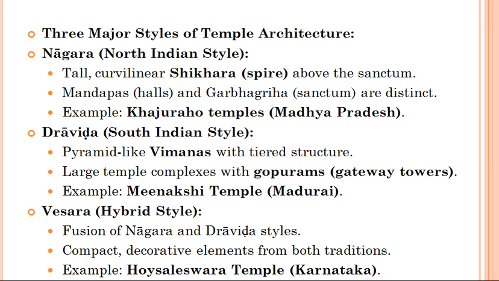There are three major styles of temple structure. Nagara means the North Indian style, where tall, curvilinear towers, mandapas and garbhagriha are distinctive. Khajuraho temples are famous for that. Dravida means the South Indian style, with pyramid-like vimanas with tiered structures. Large temple complexes with gopurams are constructed. The best example is the Madurai Meenakshi temple, where we can see the gopurams.